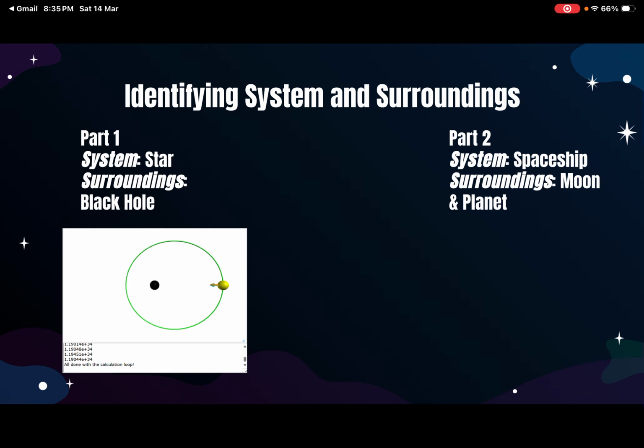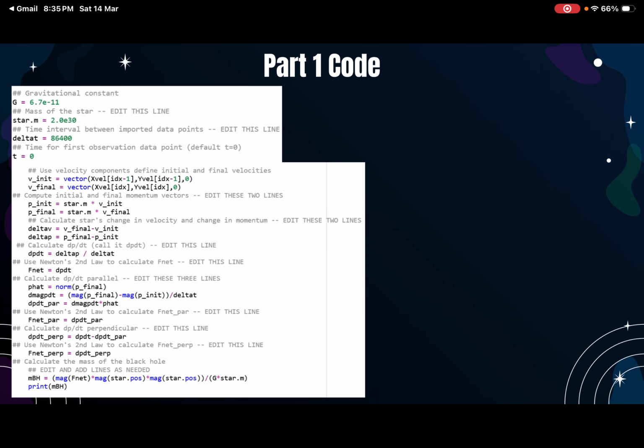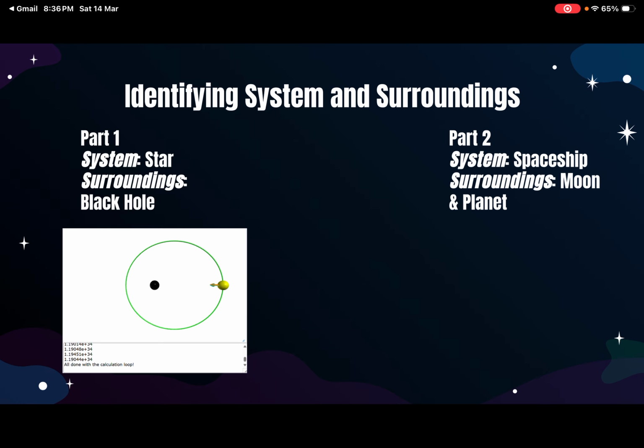In part 2, the system became more complex. Instead of just two objects, we modeled a planet, a moon, and a spacecraft. The moon orbited the planet while the spacecraft experienced gravitational forces from both the planet and the moon. This meant that we had to calculate multiple gravitational forces and add them together to find the net force acting on each object. And so this was the system and the surroundings.